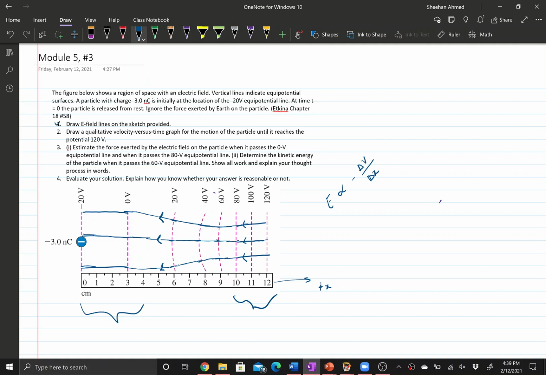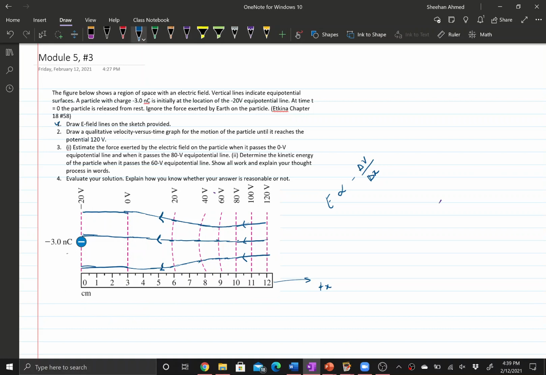Draw the E field lines on the sketch provided. Number 2 says, draw a qualitative velocity versus time graph for the motion of the particle until it reaches a potential of 120 volts, so until it reaches 12 centimeters on the scale. Okay, let's try to make sense of this.